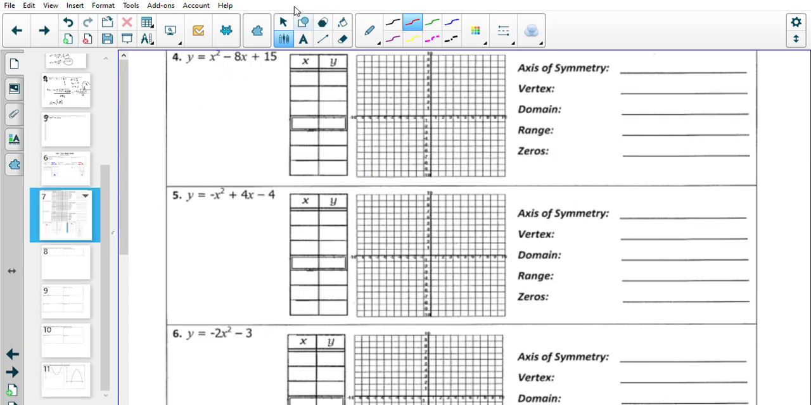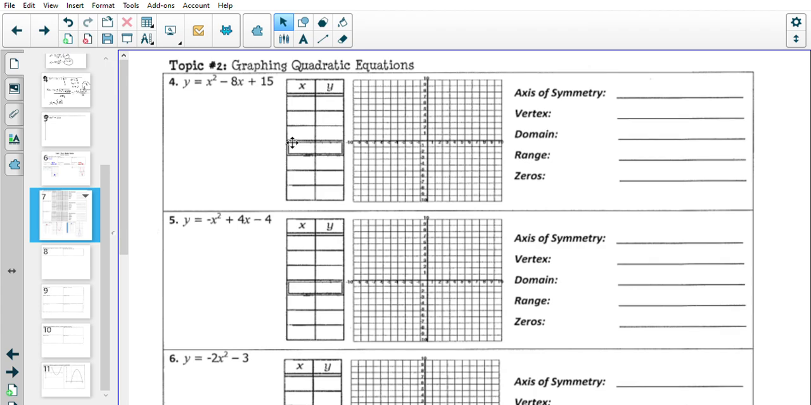The next thing that we went into was graphing our quadratic equations, and this is a type of problem that you can expect on the written part of your test. Okay, now again, you can use Desmos to do a lot of this work, and I'm going to show you exactly what I did with it. So we have y equals x squared minus 8x plus 15. I want you to fill out the table, the vertex in the middle. I want you to graph those 7 points, and then tell me where the axis of symmetry is, the vertex, domain, range, and the zeros.